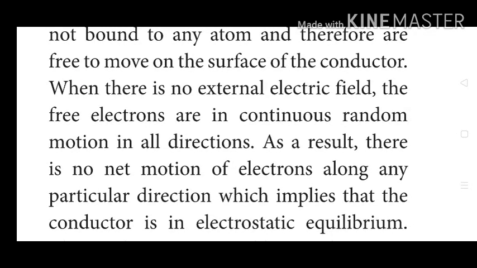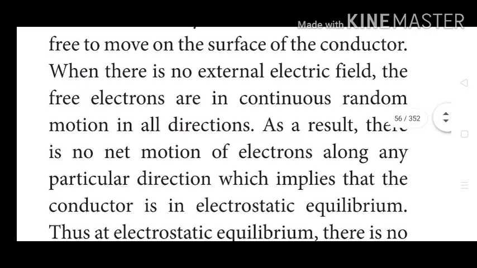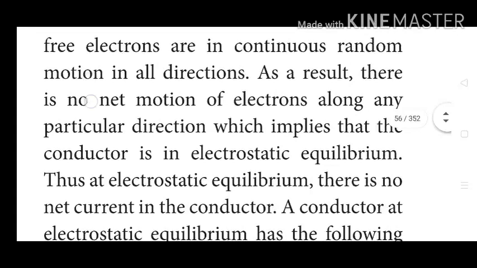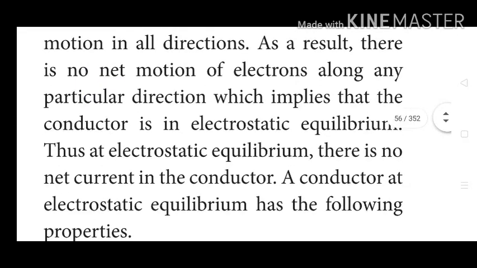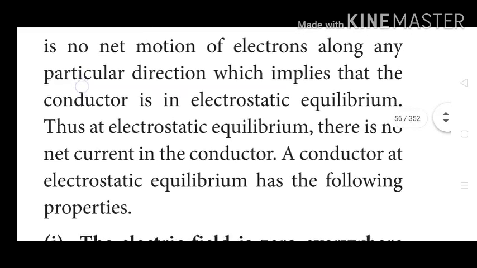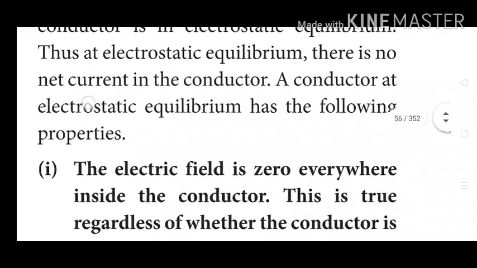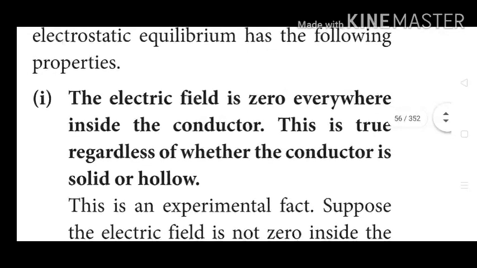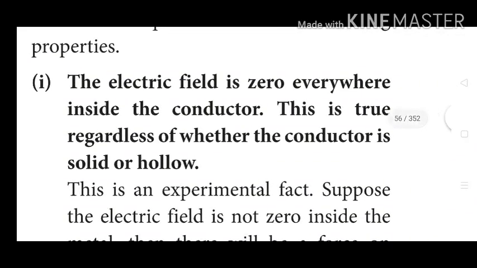When there is no external electric field, the free electrons are in continuous random motion in all directions. As a result, there is no net motion of electrons along any particular direction, which implies that the conductor is in electrostatic equilibrium. Thus, at electrostatic equilibrium, there is no net current in the conductor. A conductor at electrostatic equilibrium has the following properties.